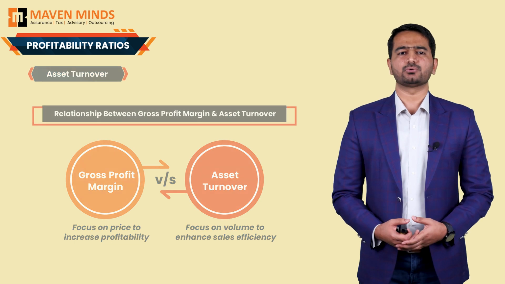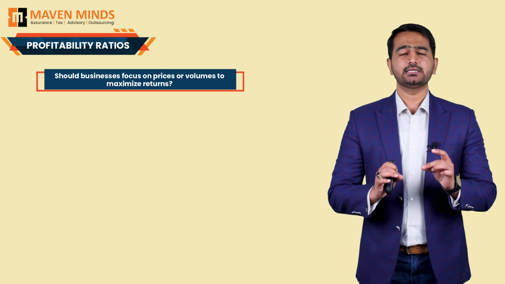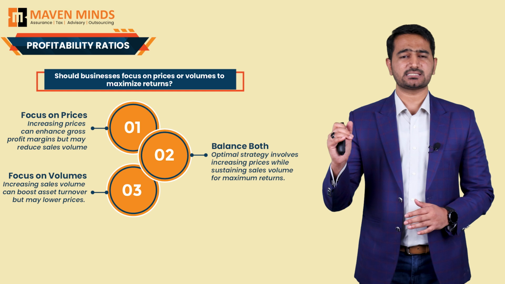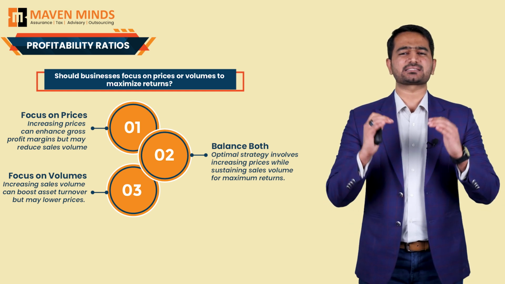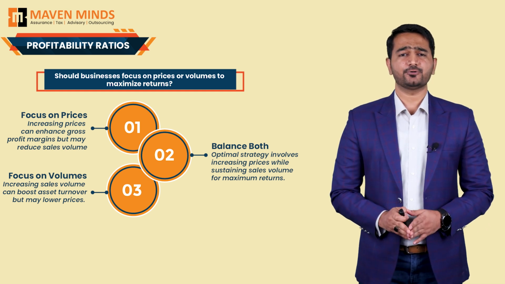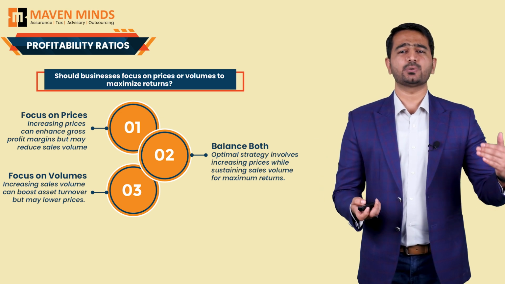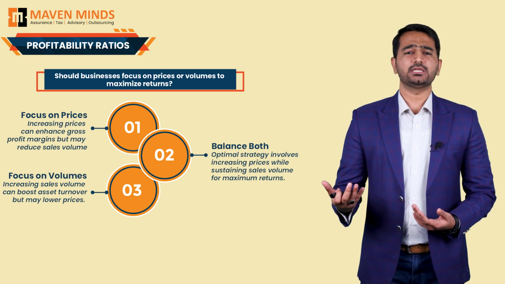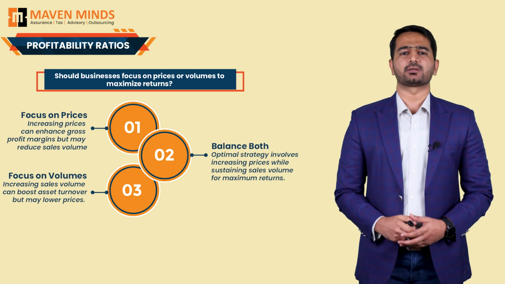So what is the best scenario? Should a business focus on prices or volumes? Ideally, they should focus on both. The optimal strategy is to increase prices and sustain volume in such a way that the overall return is maximized. This is the best outcome a business can aim for. Therefore, in scenarios where GP margin is increasing, asset turnover is likely decreasing. When answering an exam question, you may need to make a correlation between these elements and explain this to your examiner.